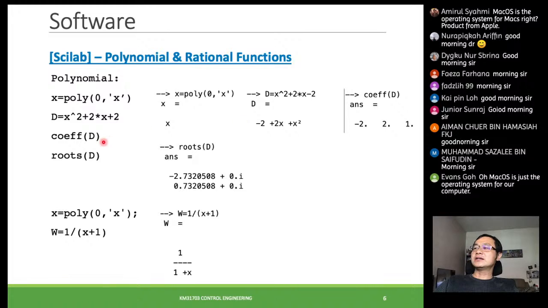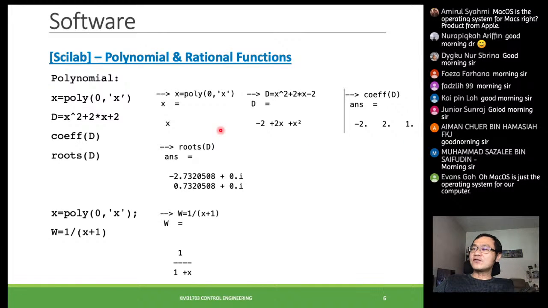Then you can also identify the coefficients of this d, so that you know this is the coefficient. The first one, the second one is 2, the third one is 1, and so on. That would be helpful when you are trying to program it in the future maybe.